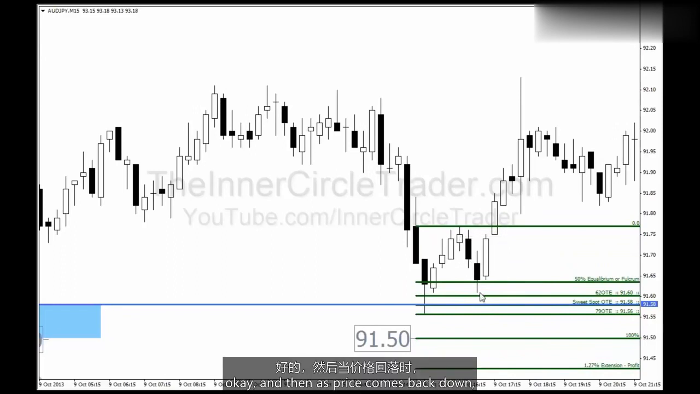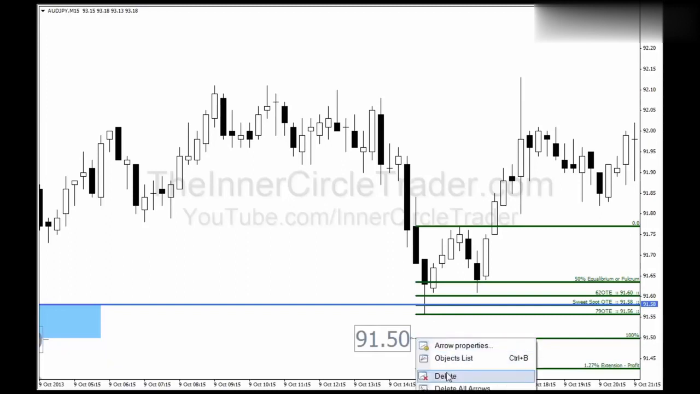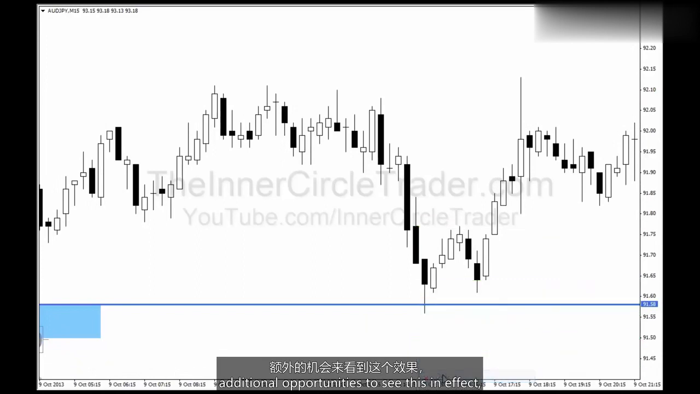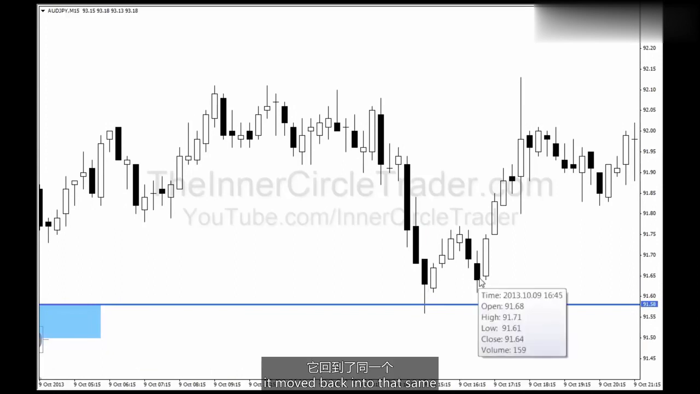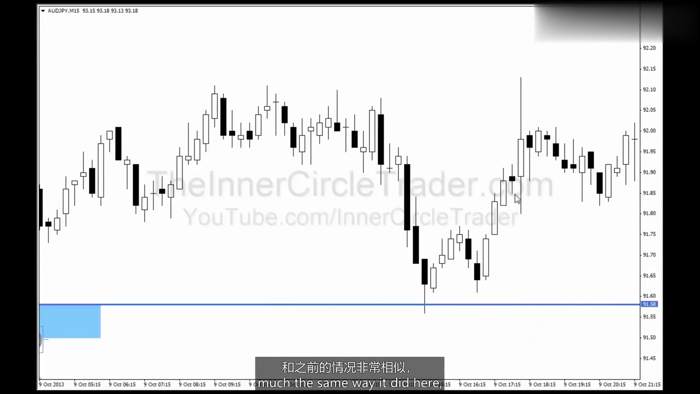Okay, and then as price comes back down, the 91.60 level plus the 4 pip spread would be an area to be a buyer, which would be up in here, and you can see price did in fact move up from there. Again, just giving you additional opportunities to see this in effect. And if you look at a 5-minute chart, you can actually see the order flow and order block in here. This candle prior to the move up, it moved back into that same candle prior to moving higher. Much in the same way it did here.